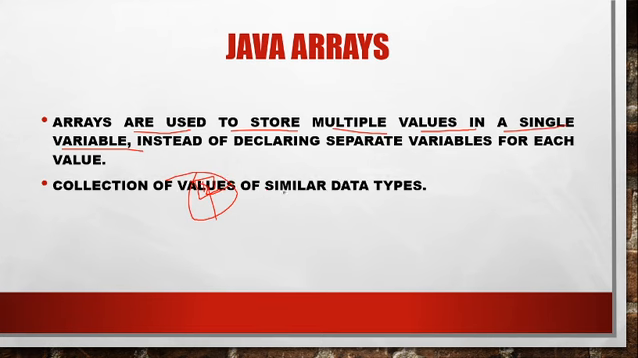Collection of values of similar data types, so we can say that array is a collection of values of similar data type. Means similar data type of values can be stored in a single variable. Multiple values can be stored in a single variable, but that variable should have a single data type.